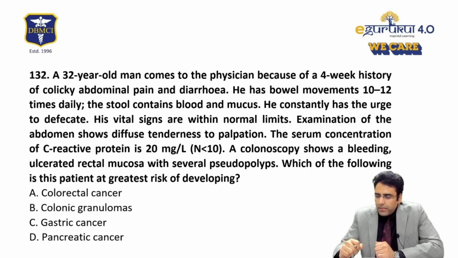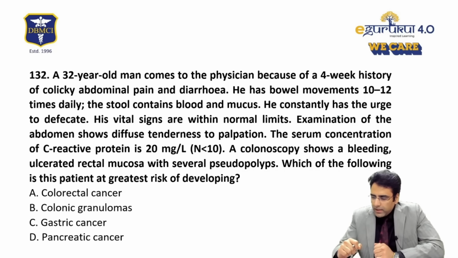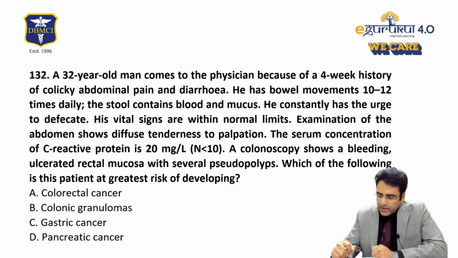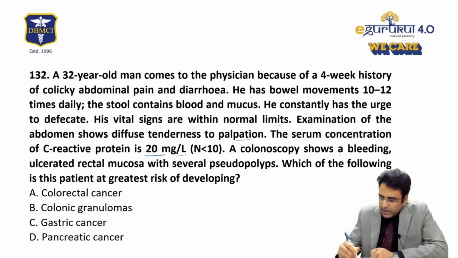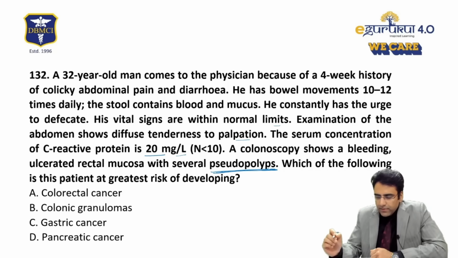A 32-year-old man comes to the physician because of a 4-week history of colicky abdominal pain and diarrhea. He has bowel movements 10 to 12 times daily. The stool contains blood and mucus. He constantly has the urge to defecate. His vital signs are within normal limits. Examination of the abdomen shows diffuse tenderness to palpation. The serum concentration of C-reactive protein is 20 milligrams per liter. A colonoscopy shows a bleeding ulcerated rectal mucosa with severe pseudopolyps. Which of the following is this patient at greatest risk of developing?